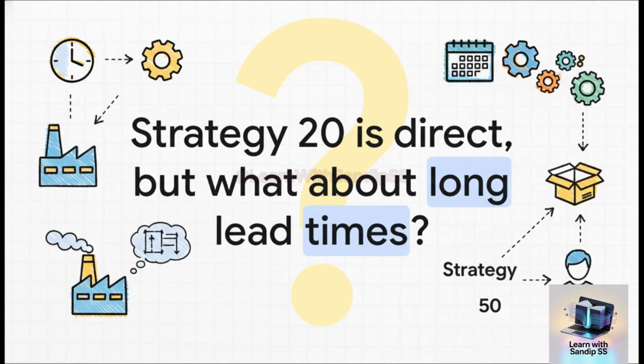So Strategy 20 sounds great, right? It's simple, direct, but there's a catch. What happens if one of your key components, just one part, has a 6-month lead time? If you wait for the customer's order to come in before you even start procuring that part, well, your customer is going to be waiting a very, very long time. And that's not good. So what do you do?